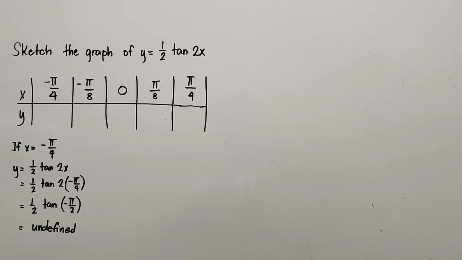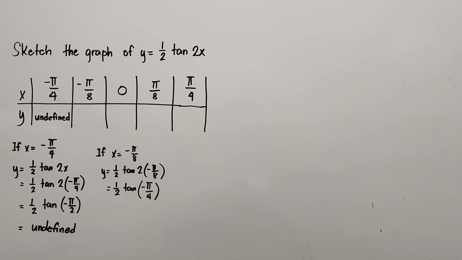Remember that the tangent is y over x. Therefore, tangent is undefined if the x-coordinate of the point is 0. And for negative pi over 2, that is negative 90 degrees, the coordinate is (0, negative 1). Therefore, at x equals negative pi over 4, the tangent is undefined.